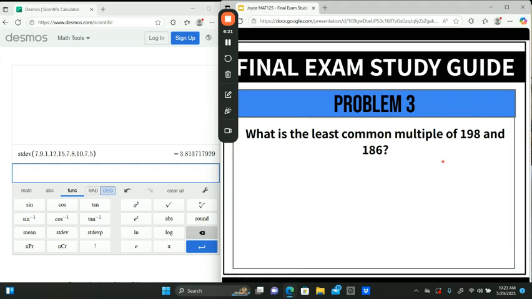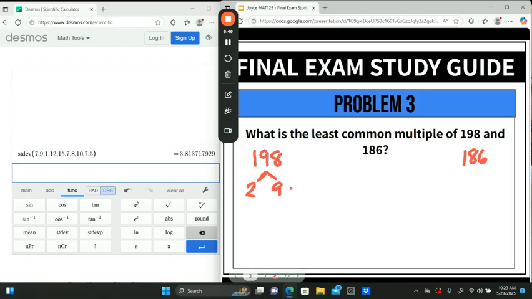All right, what is the least common multiple of 198 and 186? So for this problem, we're going to need to make some factor trees here. And we need a factor tree for each number. So let's give ourselves a little room. Let's start with 198. I know that it is divisible by 2 because the 8 is even.